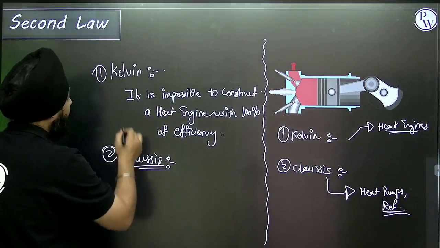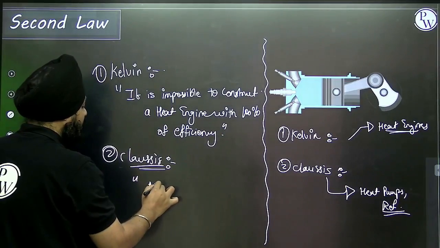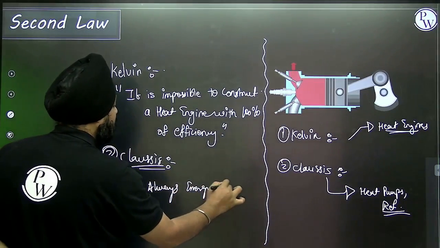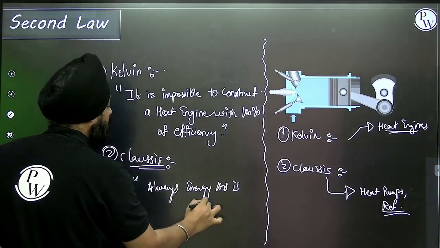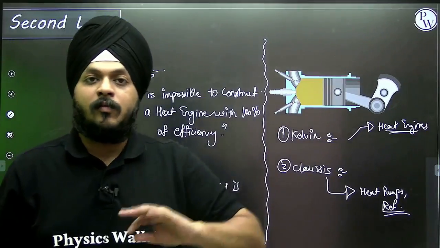What does the Clausius statement say indirectly? It is saying there are always energy losses. See, these are not the exact statements. You will find those in the resources. It's not a big deal.